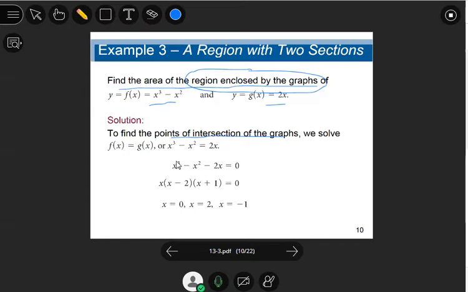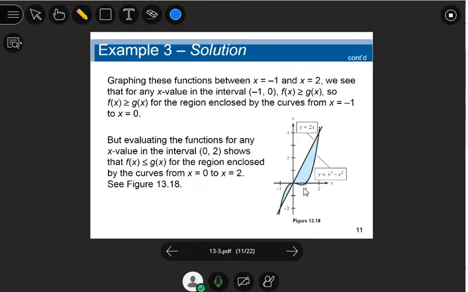We need to solve these equations by setting the two equations equal. Then you can find the roots. When x is equal to 0, x is equal to 2, and x is equal to -1, these two curves intersect each other. So they intersect when x is 0, when x is -1, and when x is equal to 2.